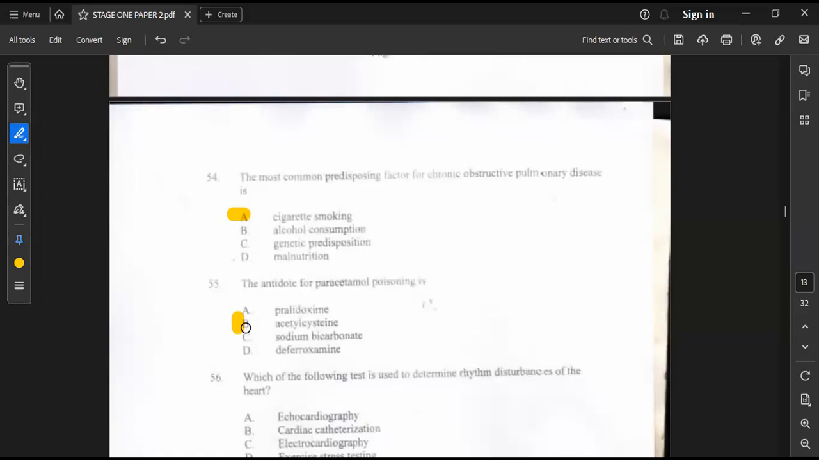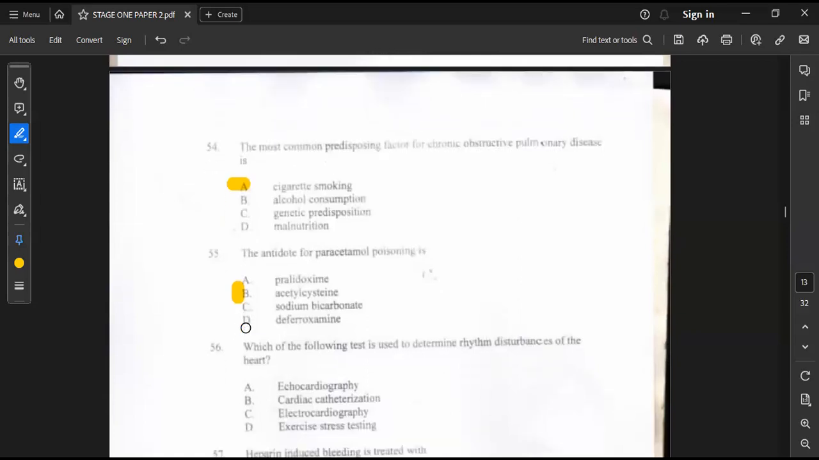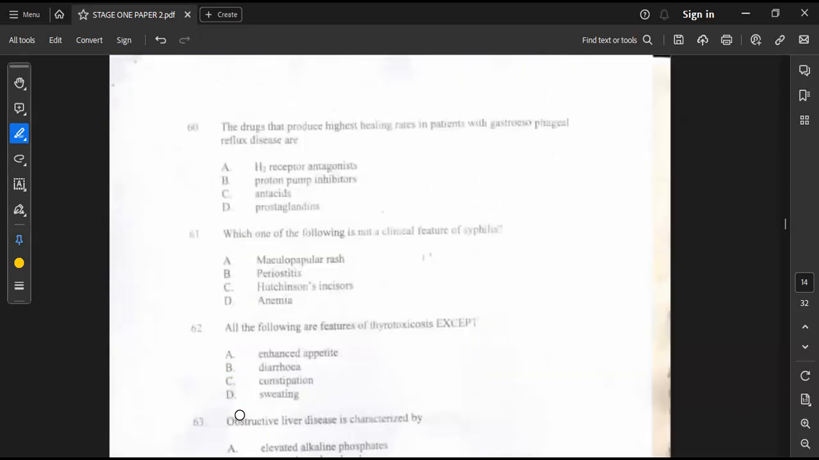Which of the following tests is used to determine rhythm disturbances of the heart? Echocardiogram, cardiac catheterization, electrocardiogram, and exercise stress testing. So it's echocardiogram. Is it electrocardiogram or echocardiogram? Electrocardiogram, the ECG. Echo is for cardiac output. Yeah, ECG is for the rhythm.